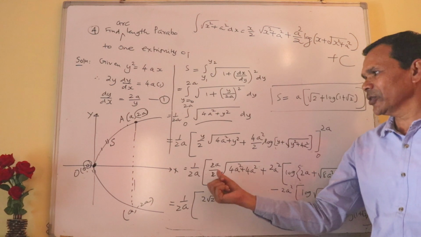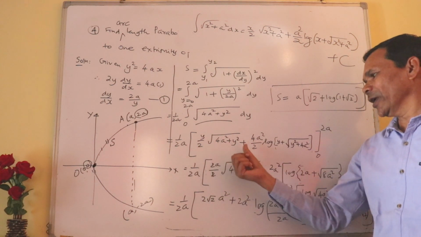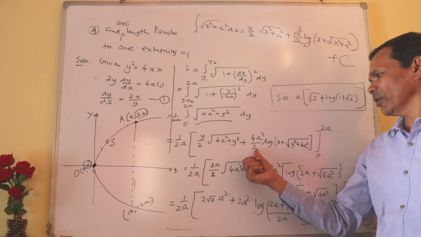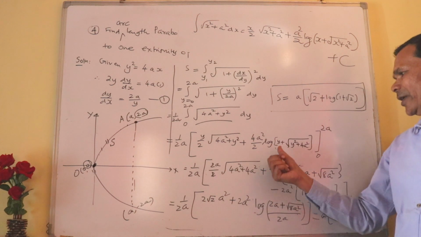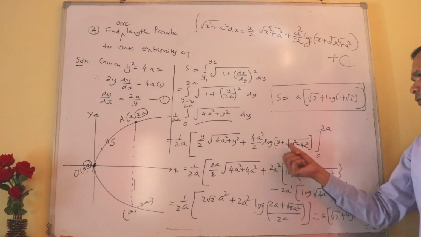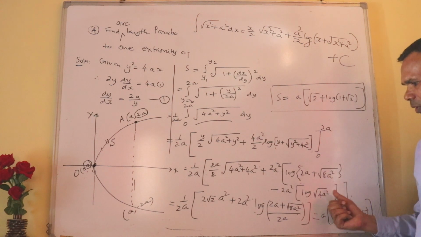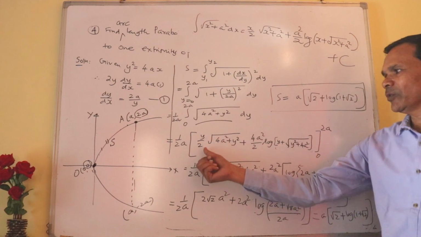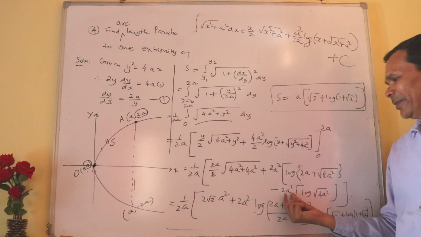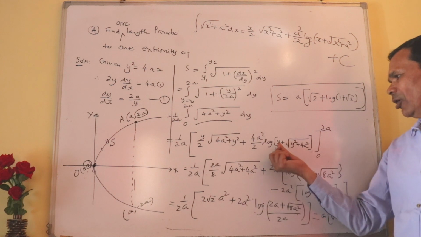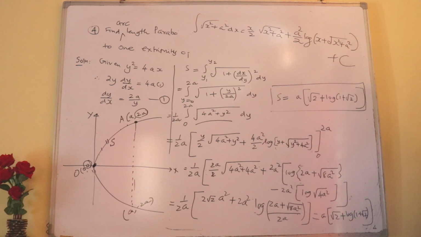I apply the upper limit, y is replaced by 2 times a. Then 4a square by 2 is 2a square in fact. So y log of 2a plus root of 4a square plus 4a square, it is root 8a square. Minus, for the lower limit this term would be 0 and this term will be left remaining there, it is 2a square, log of it is 0 and here 0 means log of root of 4a square.